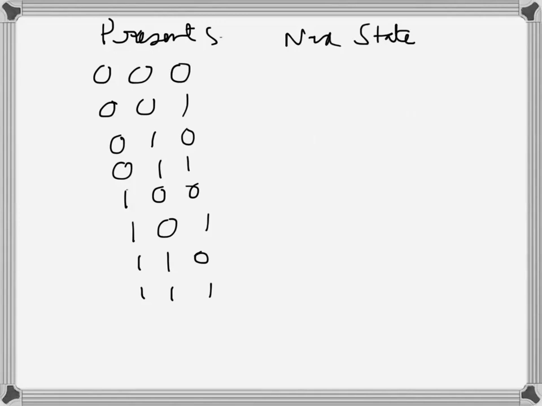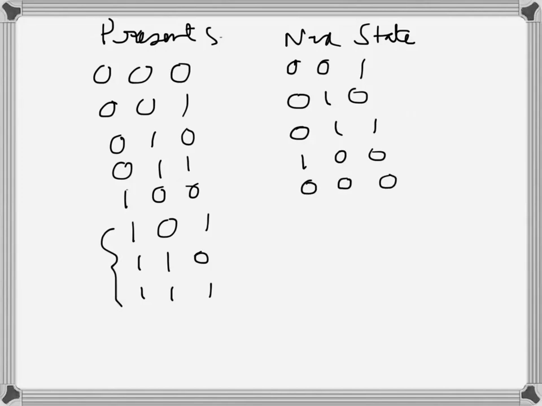for 000, it will be 001. For 001, it will be 010. 010 will be 011. 011 will be 100. And for 100, the next state will be 000. And for these ones, for a mod 5 counter, these won't come. So all of them will be 0.